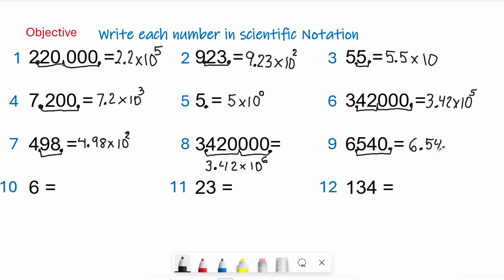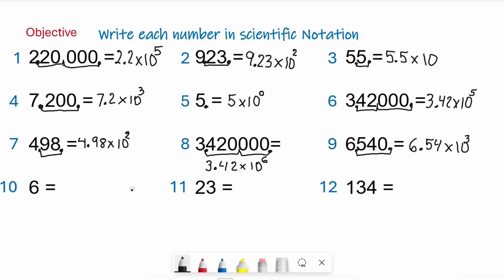6.54. And now it's going to be times 10 to the third power. It's going to be always times 10. And the exponent means how many units you move the decimal back. In this case, 3 units. That's why it's going to be 10 to the third power.